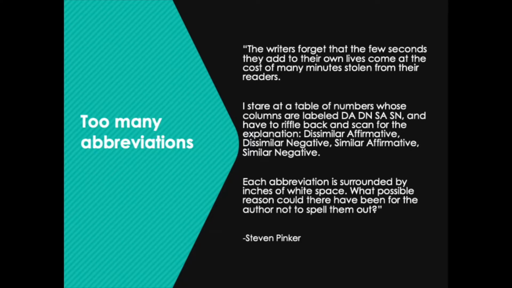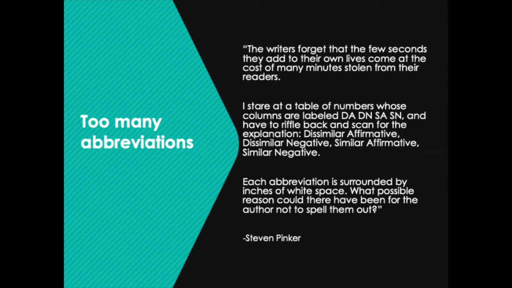Using a few abbreviations, one or two key abbreviations, that's okay. But when you start using abbreviations for every complex term, it really puts a heavy burden on your reader to understand what's going on, because they have to remember all of these abbreviations, and that's not easy to do. So I have a quote here from Steven Pinker about too many abbreviations.